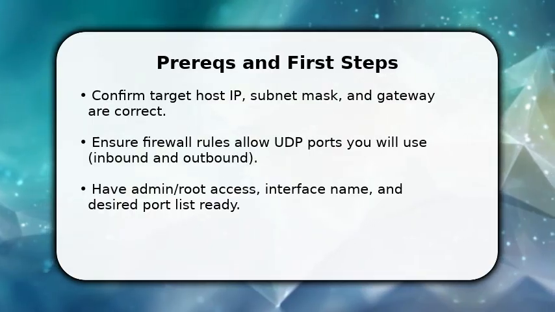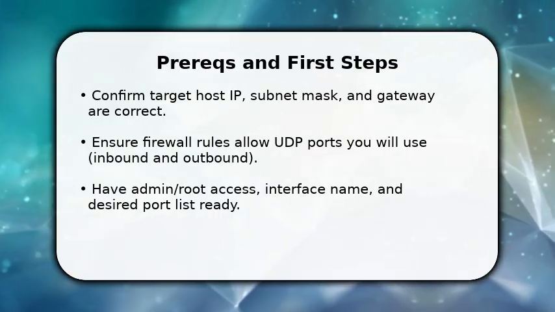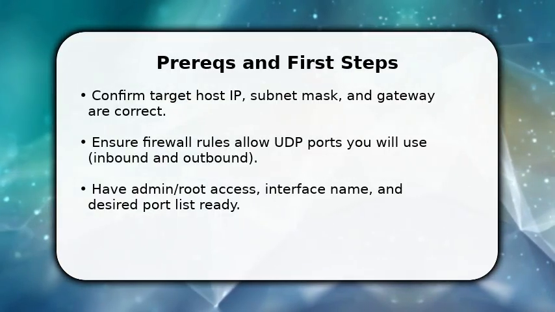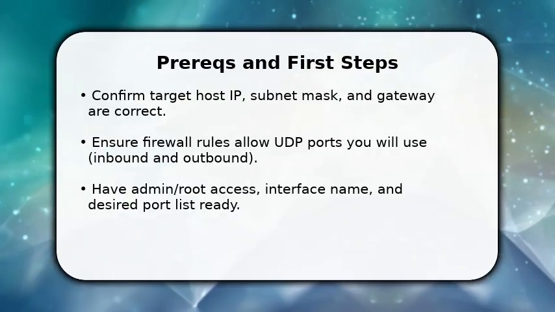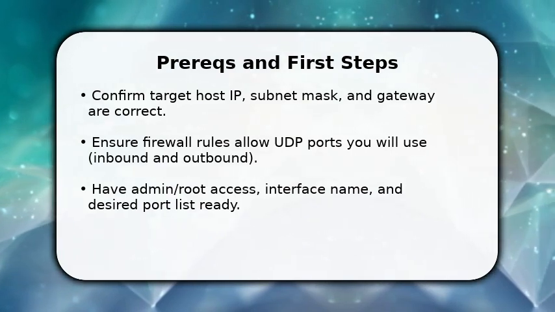Once that is done, update firewall rules to permit the specific UDP ports you plan to use, both inbound and outbound. This prevents blocked packets later. Finally, document the port list so you won't guess during configuration steps that follow.